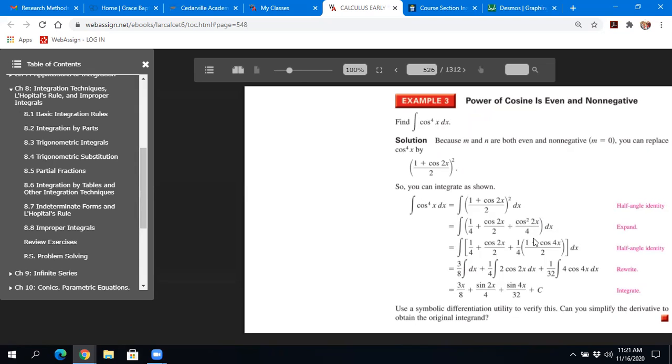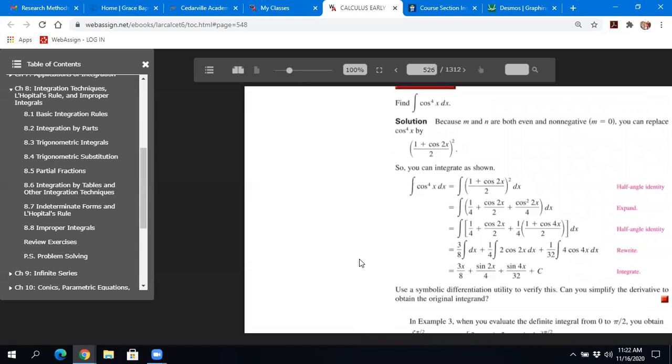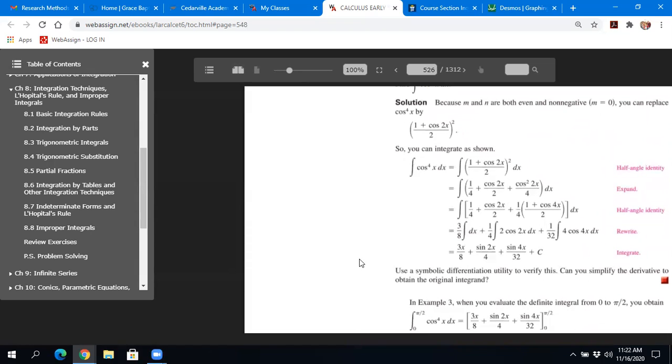You do it again. Use the half angle identity again. Cosine squared 2x is equal to 1 plus cosine of 4x over 2. And then you get it down to where the integrals are nothing but stuff that we know, like cosines and integral dx's. Okay, so that's that.